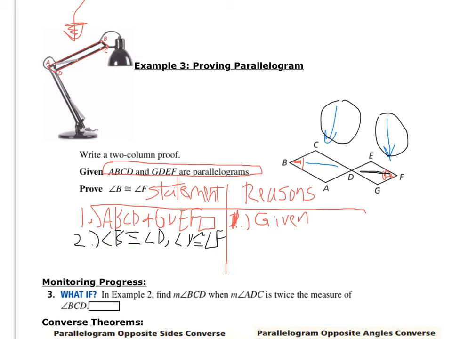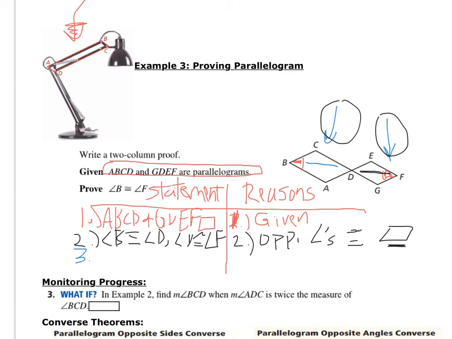Now, our reason would be that, and I'm going to abbreviate, opposite angles are congruent in a parallelogram. And that's my parallelogram symbol right here. Okay, so we've got that. We're basically two steps away. All right, our next statement.